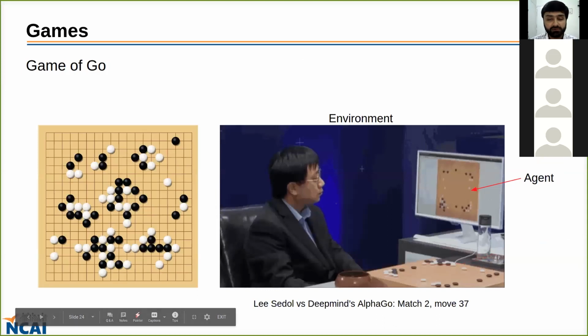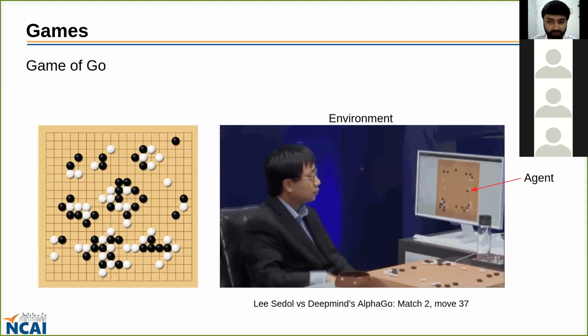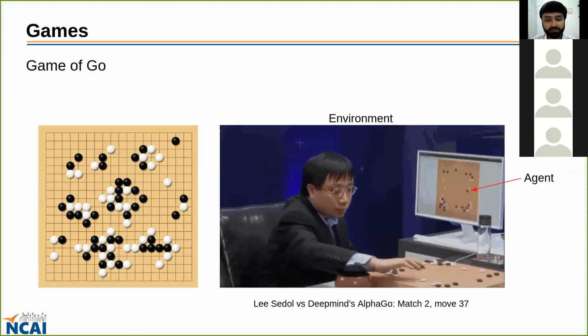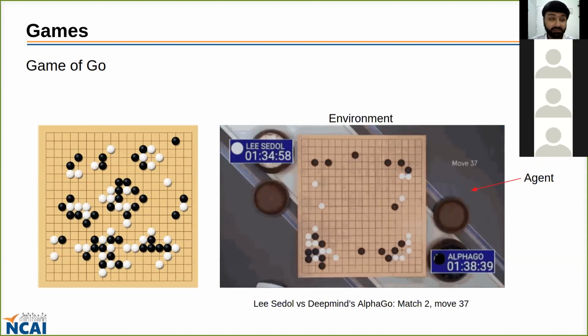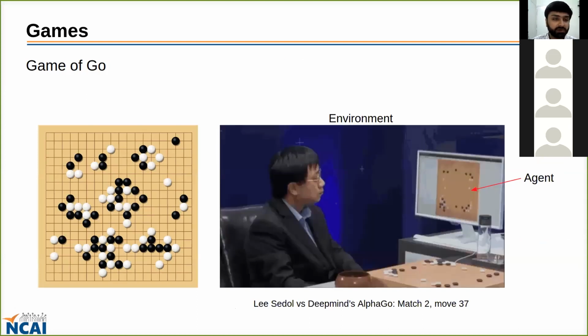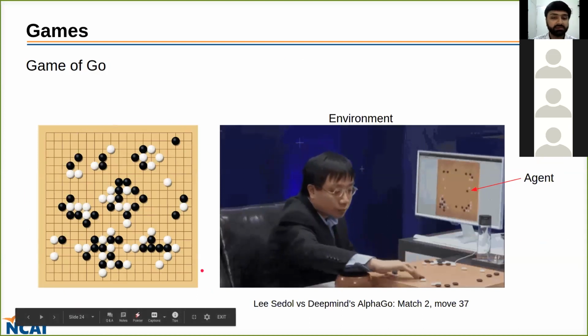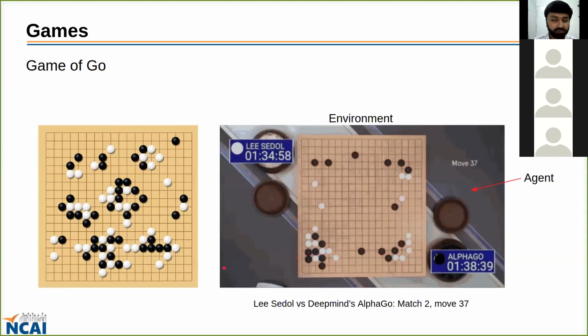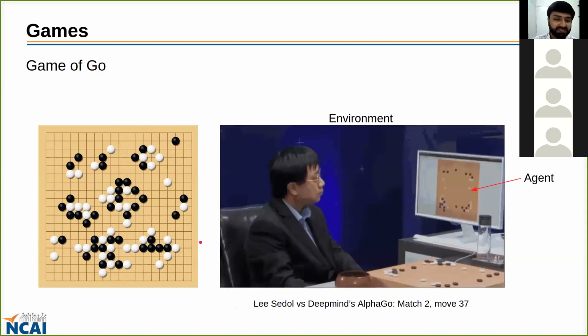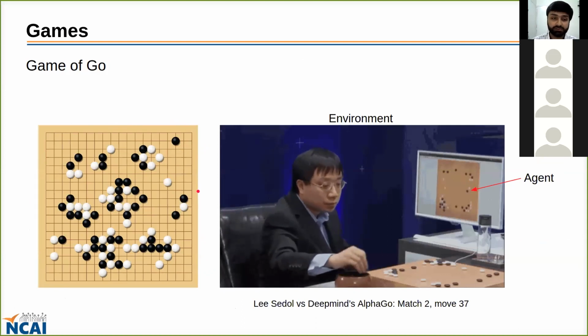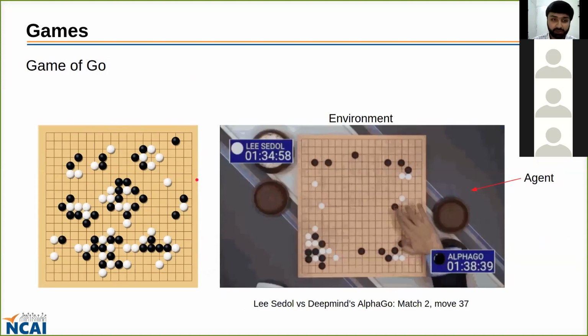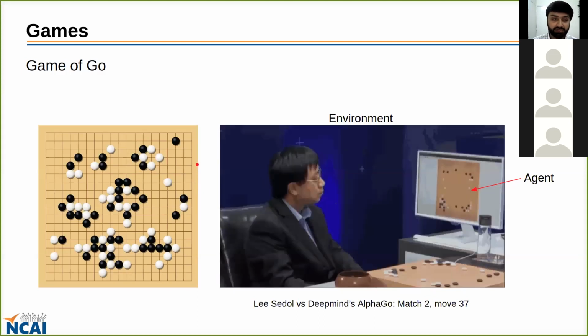Now, in games, the first game which we should talk about is the game of Go, which was the first time reinforcement learning's capabilities were publicly highlighted. The key thing to note here is that this game of Go looks very simple in terms of the moves which we see here, but the number of possible states is more than the atoms in the universe. So just going brute force and trying to find the best possible move at a particular time step is totally out of the question.